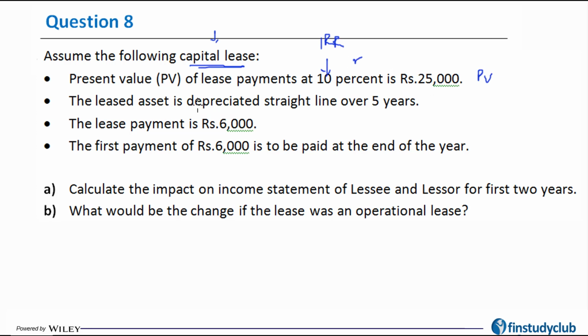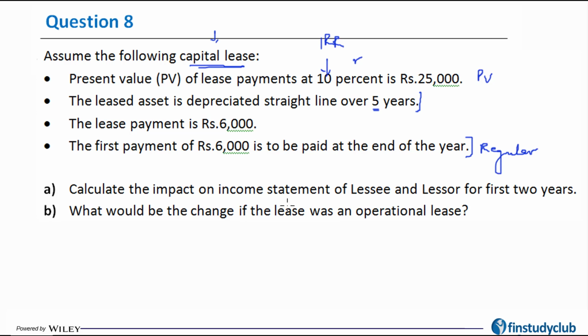The leased asset is depreciated straight line over 5 years. So whatever is the value of the asset, I will depreciate that over 5 years. The lease payment is 6,000 every year. The first payment of 6,000 is to be paid at the end of the year. That means it's a regular annuity.